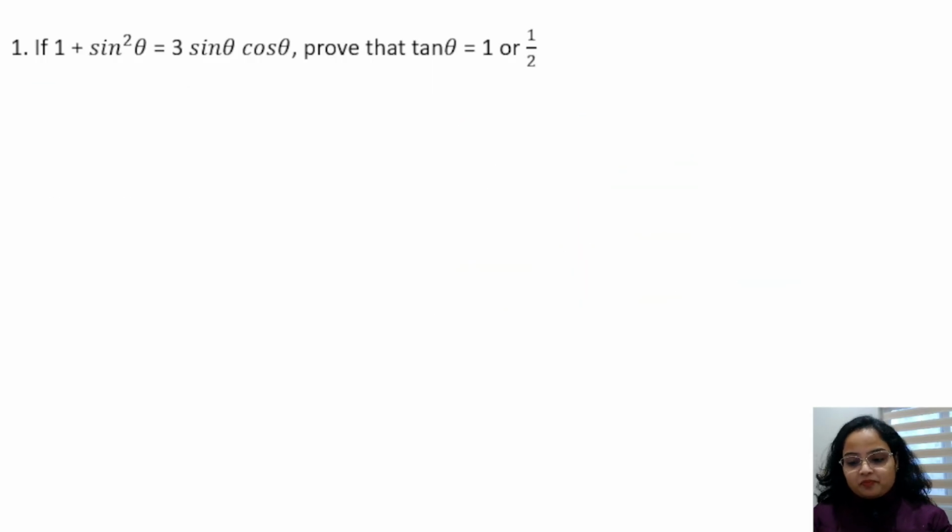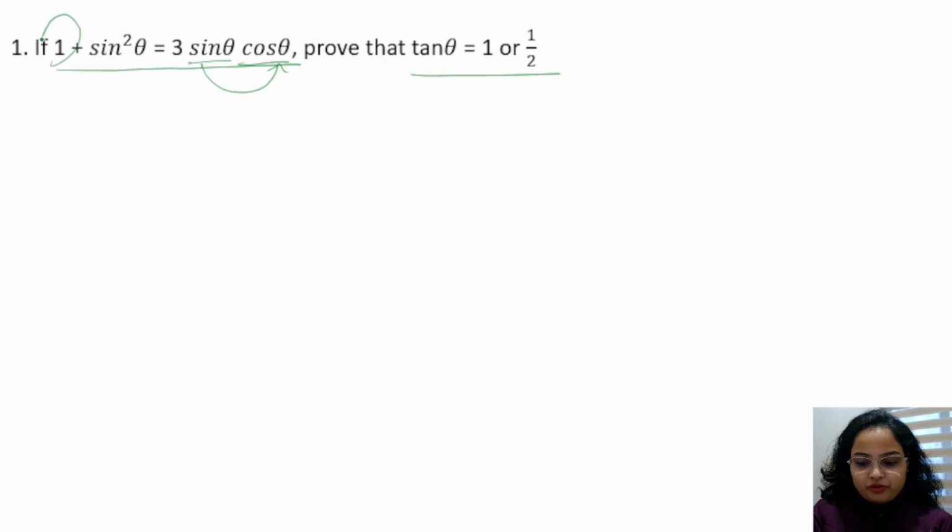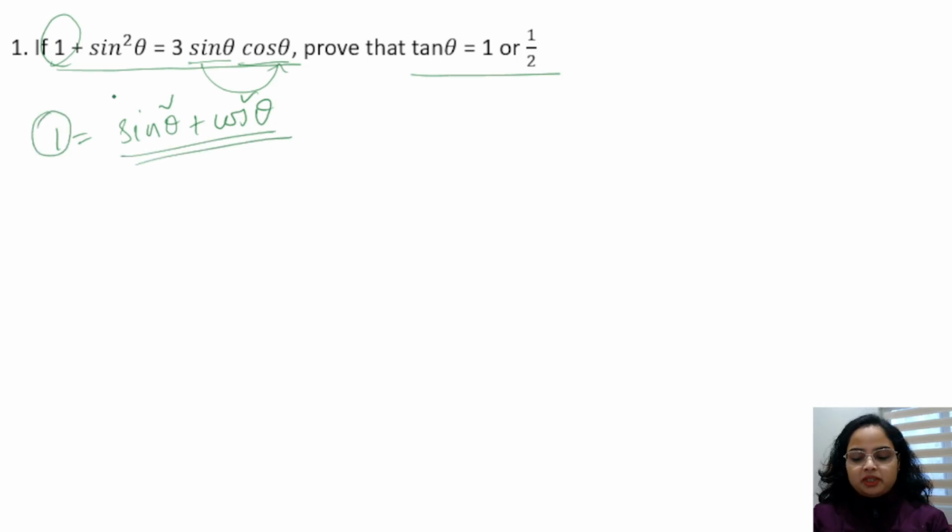We'll solve the questions. First one, if 1 plus sine square theta is equal to 3 sine theta cos theta, we have to prove this, tan theta is equal to 1 or 1 by 2. So here we have sine theta and cos theta. Can we convert this into sine or cos individually? We cannot. So in this one, we will write 1 as sine square theta plus cos square theta. We will use this identity here. We'll substitute sin square theta plus cos square theta in place of 1.